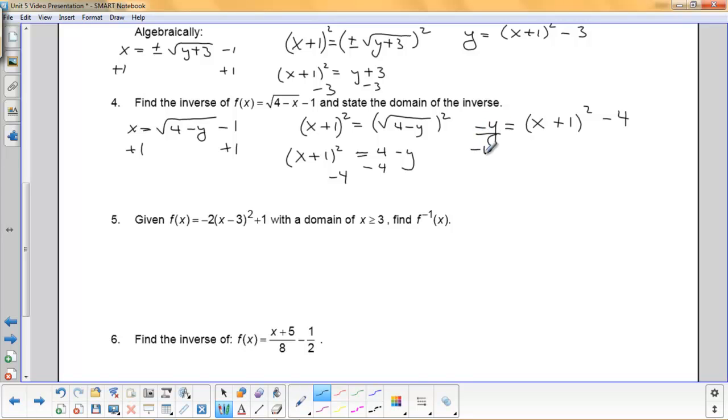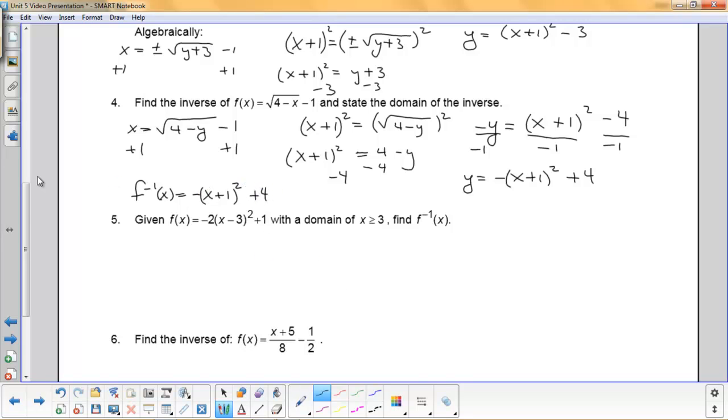Multiply or divide both sides by -1. Remember, it has to go to everything. You could get careless here and leave that out, but please don't. And I get y equals negative x plus 1 quantity squared plus 4. Writing it in function notation, I get f negative 1 of x equals negative x plus 1 quantity squared plus 4.